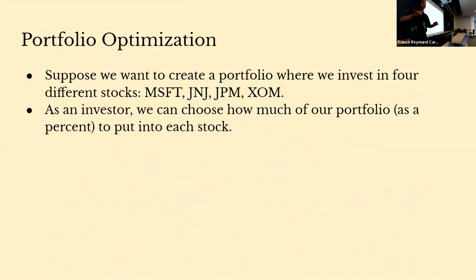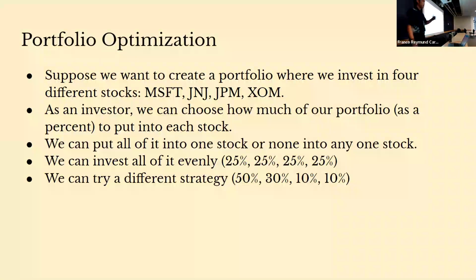So let's create a portfolio now. Suppose we want to create a portfolio where we invest in 4 different stocks. Okay, you have Microsoft, Johnson & Johnson, JP Morgan, and ExxonMobil. As an investor, we can choose how much of our portfolio to put in each one of these stocks. We can put all of it into Johnson & Johnson. We can put all of it into Microsoft. We can put 25% of our portfolio into each of the assets.